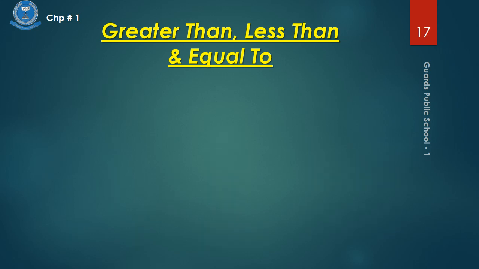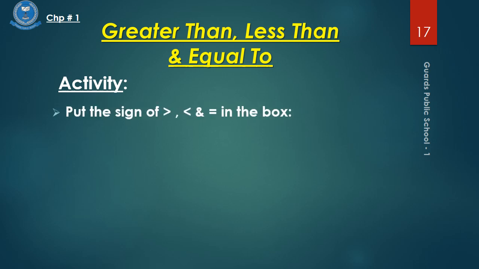Now let's do an activity of greater than, less than and equals to. In this activity you have to put the sign of greater than, less than and equals to in the box. Look at number 1. Which number is greater, 652 or 249? What we have to do for these, students? Very good. First, we check the digit in the hundreds place. Oh, yes, 6 is bigger than 2. So, the number 652 is bigger than 249. So, we put the greater than sign.